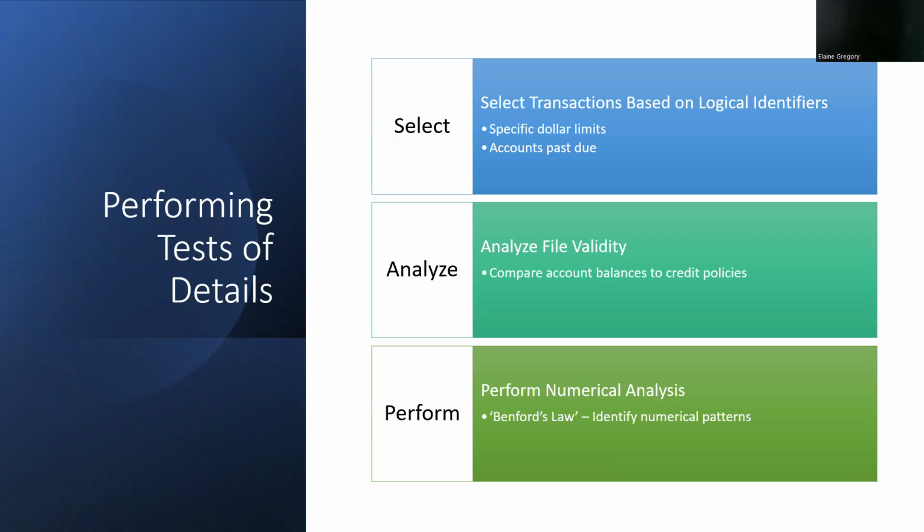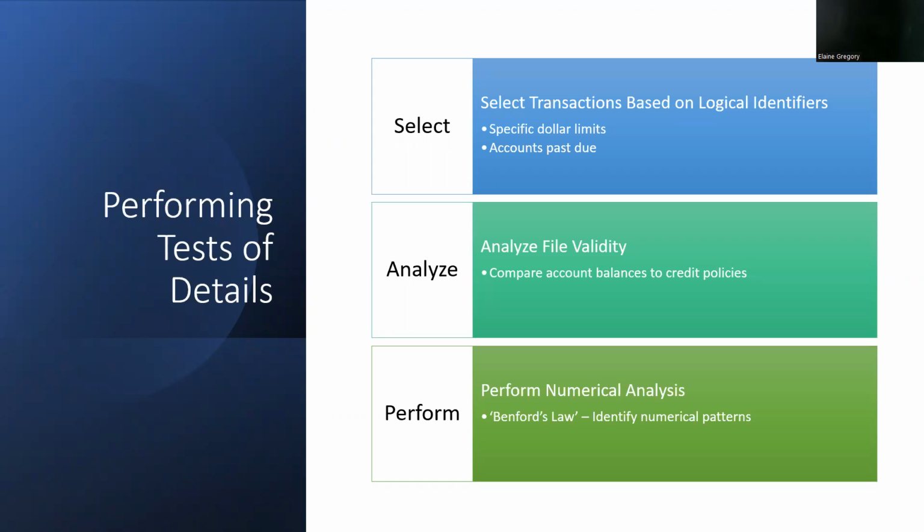using data analytic tools. Now we want to select our transactions based on the logical identifiers, because that's what your data analysis tools are going to look at. Specific dollar limits, maybe accounts that are past due. You can use data coming from the aging report to look at past due information. Perhaps you want to analyze that file and compare those account balances to credit policies.